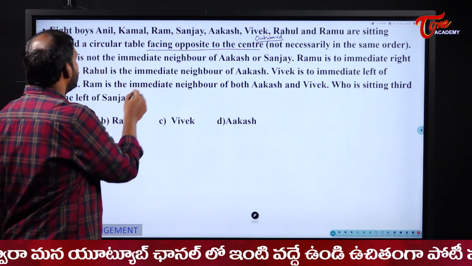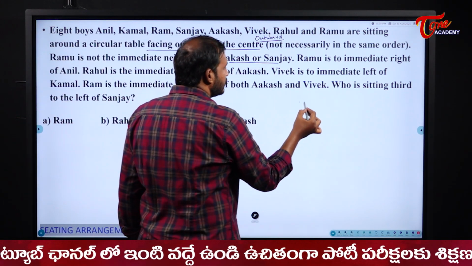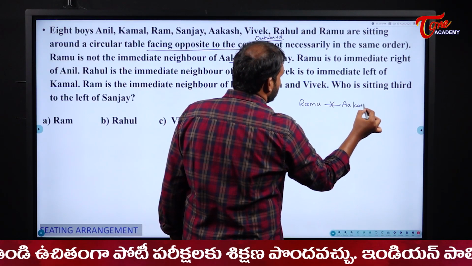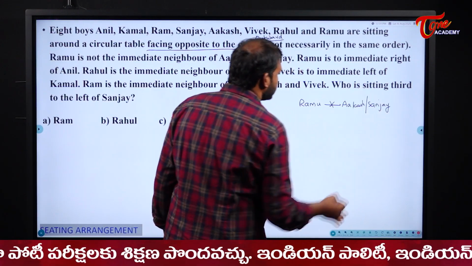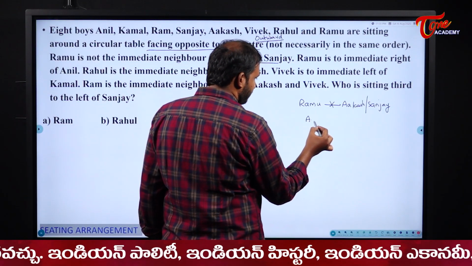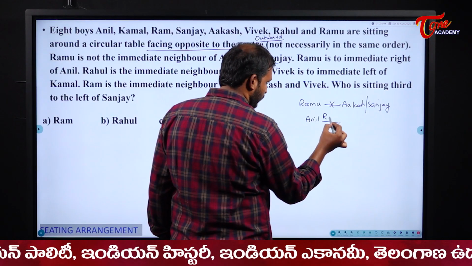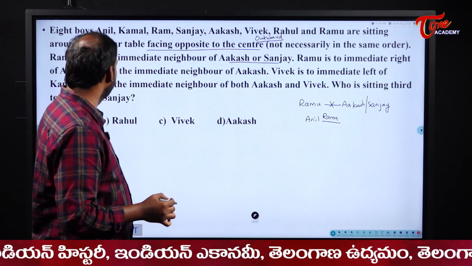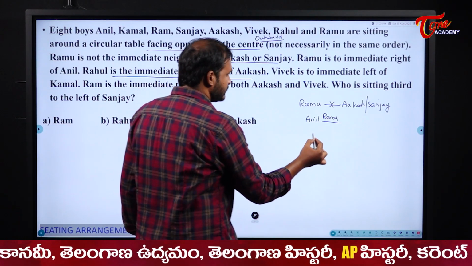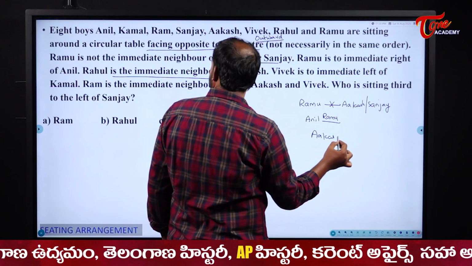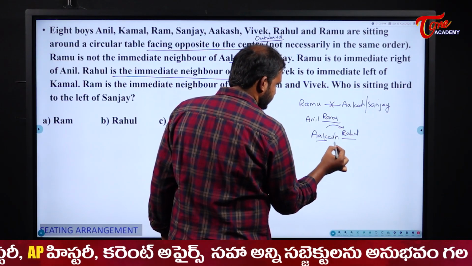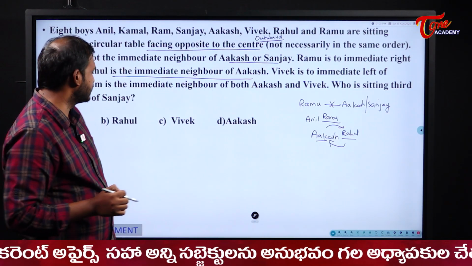Next. Ramu is not the immediate neighbor of Akash or Sanjay. Ramu is to the immediate right of Anil. To its immediate right I will have Ramu. Rahul is the immediate neighbor of Akash. Akash's neighbor is who? Rahul. So these two persons can be interchanged. Akash and Rahul are neighbors.